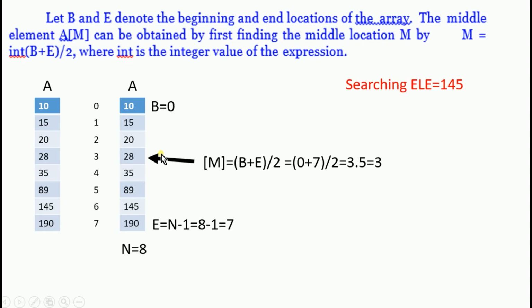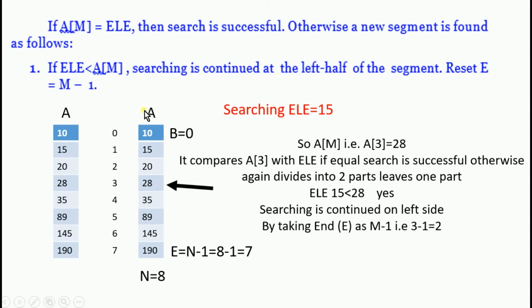Then the next step: if A of M is equal to the element, then the search is successful. So we compare A of M, since A of 3 is 28, with the searching element 15. Now the search is unsuccessful. So this whole array is divided into two parts again.